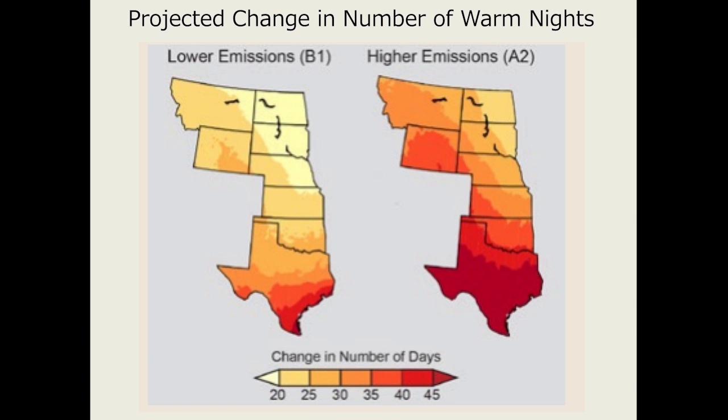The next image shows a similar idea, but for warmer nights. So not only is the region projected to increase the number of warm days, but also the number of warm nights. Of course, this is important because it will impact agricultural systems as well as ground and surface water through increased evaporation and decreasing soil moisture.